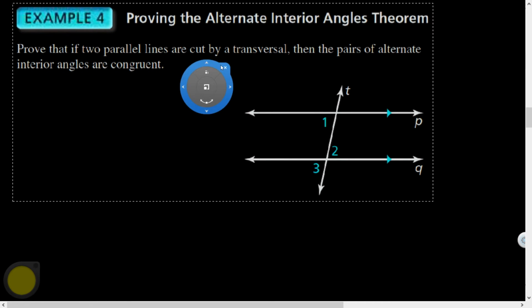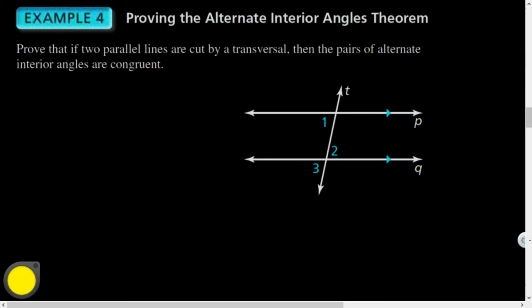All right, so here, check this out, friends. It says this, prove the alternate interior angles theorem. That means that since I'm trying to prove it, I cannot assume that it is already true. Okay? All right, here we go.